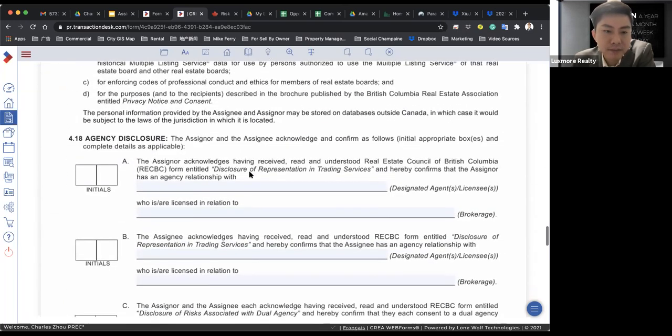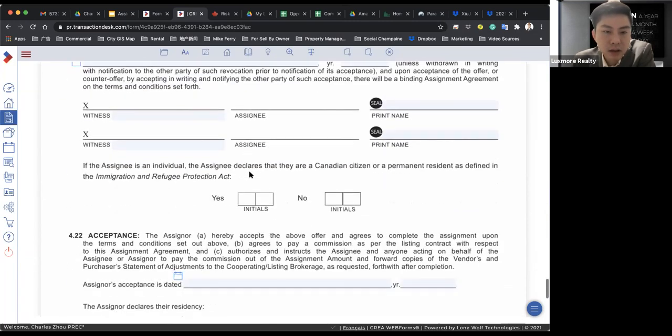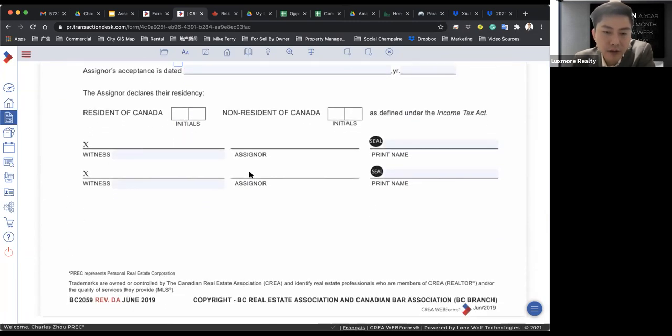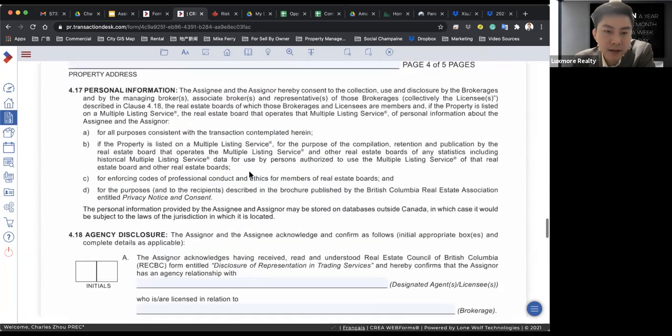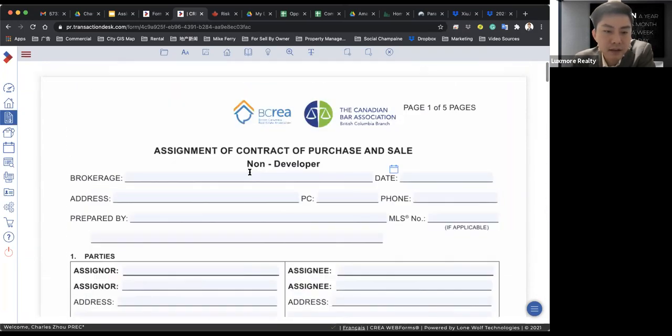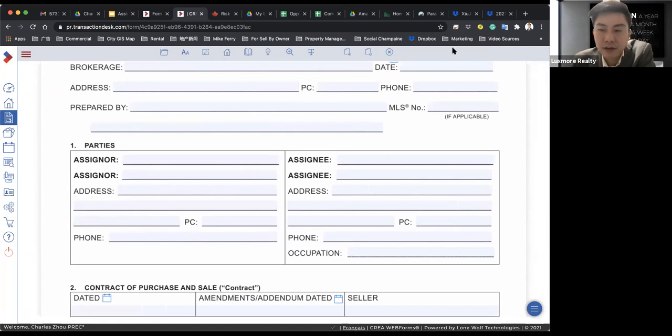Basically, this one is very, very simple. Just follow whatever's on the contract and it'll be done in a few minutes. So this one is very simple. I don't have to say too much. You can have a look on your web form.